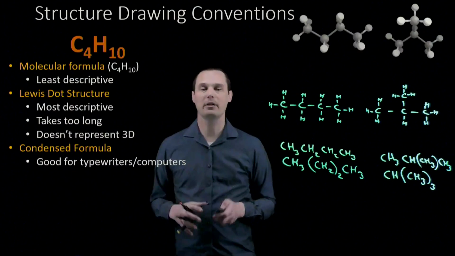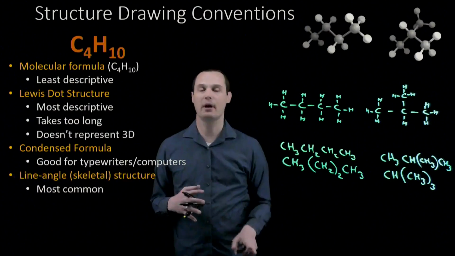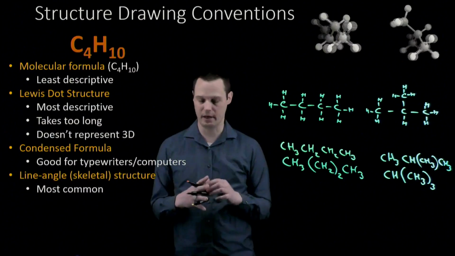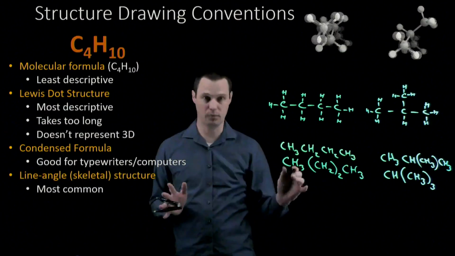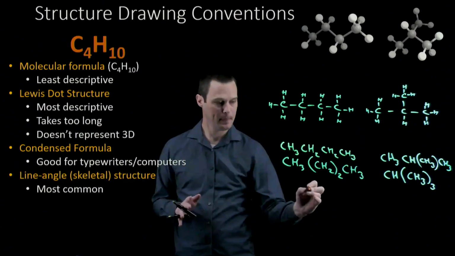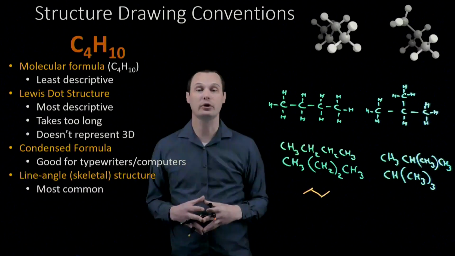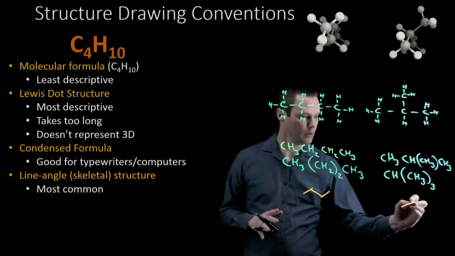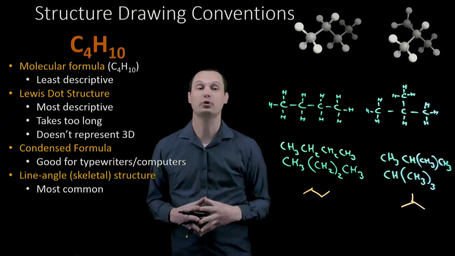The last, and by far the most common way we're going to draw structures in organic chemistry is the line angle structure. By far the most common, most convenient, most fast, most accurate way to draw structures in organic chemistry. The way we do this, watch what I do. This is really awesome. For this first structure, you ready? Done. This is the line angle structure for this molecule. How about for this other molecule? Okay, ready? Done. That conveys all the information that I need much faster, much quicker, much easier to draw.